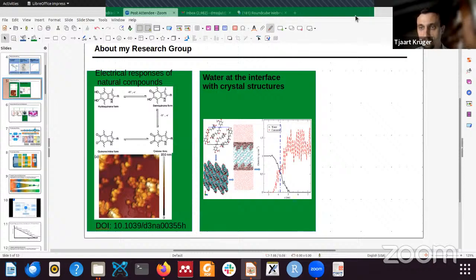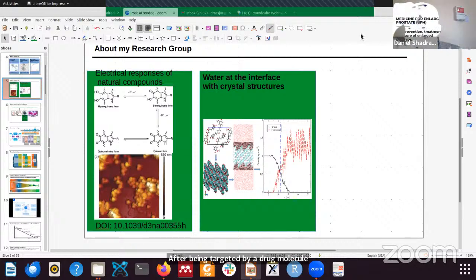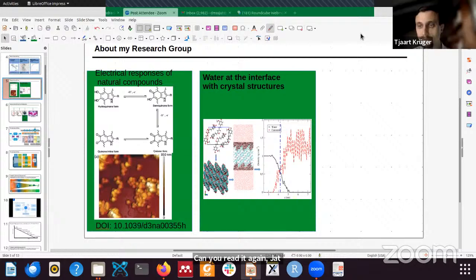I'm interested to know where viruses go when prevented from entering a cell during the attachment stage of virus replication after being targeted by a drug molecule. Can you read it again, Jack? Okay. I'm interested to know where viruses go when prevented from entering a cell during the attachment stage of viral replication after being targeted by a drug molecule.